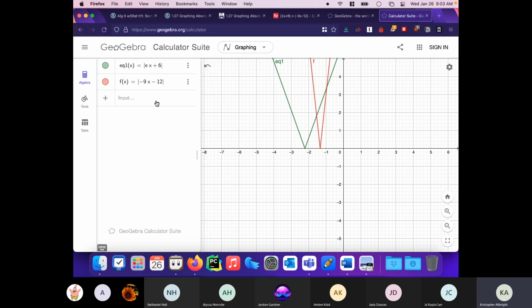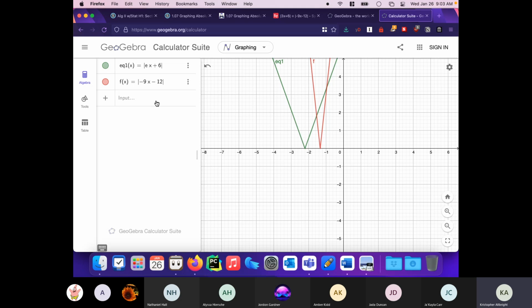ABS. 3x plus 6. Did you push enter? Yes. And ABS is just a shortcut for absolute value. Why you never told us that? Now really, we're looking for speed. Negative 9x minus 12, that's what you want. That's the wrong equation. Voila. Okay.